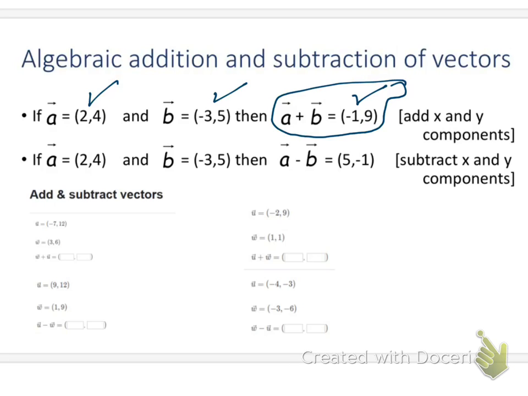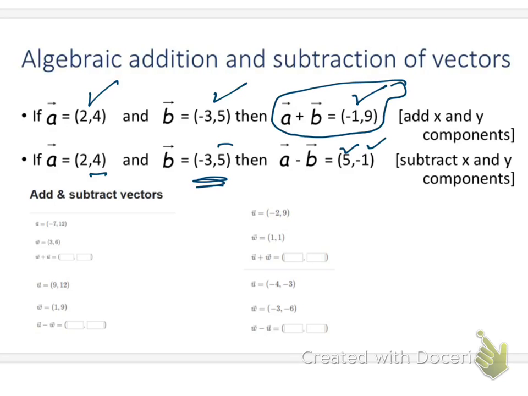So now let's go ahead and do the subtraction. So the subtraction is when you have a negative sign here, or when you flip these coordinates so that they are opposite signs. And we'll talk about that later on when we're drawing these vectors. So to subtract, I would say 2 minus a minus 3, that gives me the 5. And then 4 minus 5 gives me negative 1.